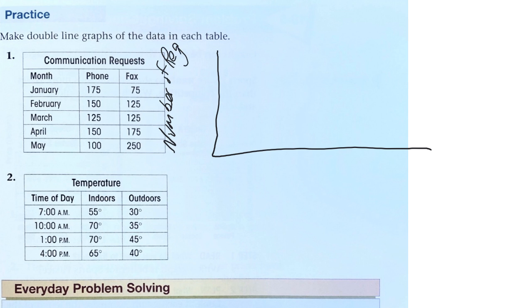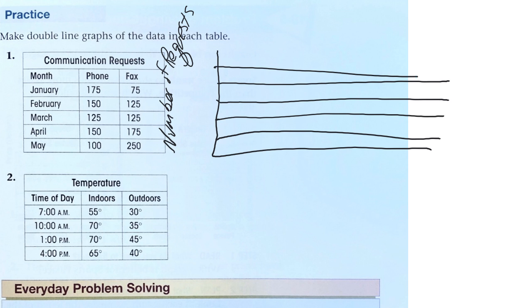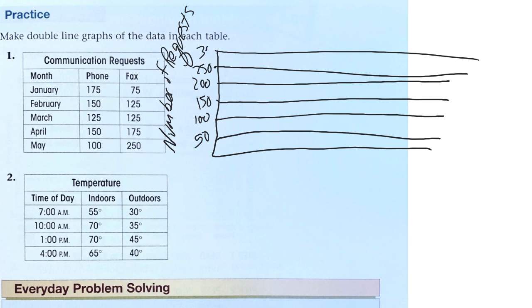Probably could just write requests. And it looks like we go from 75 up to 250. So we could probably do 50 intervals. So we got 50, 100, 150, 200, 250, 300. Yeah, it looks like the highest was 250. And if we didn't have the top line, it's all right.